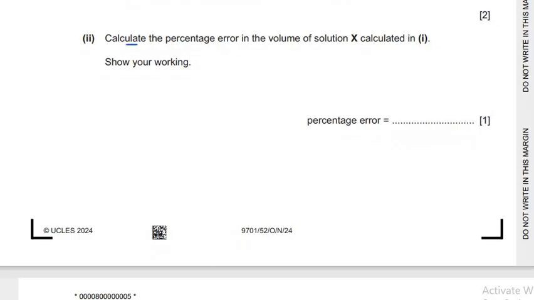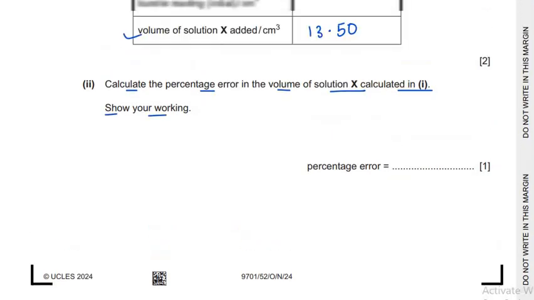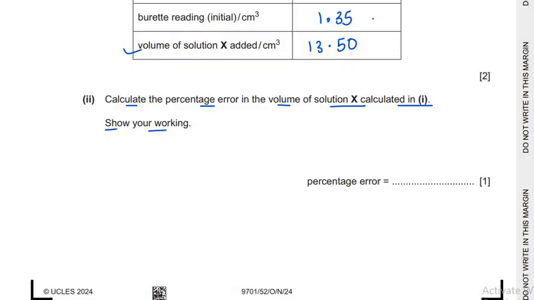Okay. Calculate the percentage error in volume of solution X calculated in 1 and show your working. So the volume which we have used in our first answer is 13.50. And what is the maximum error of the burette reading? Now in the burette reading marks, we have seen that we can't exactly read 0.05 centimeter cube because it is between the two marks. So that's the maximum error we will come across.